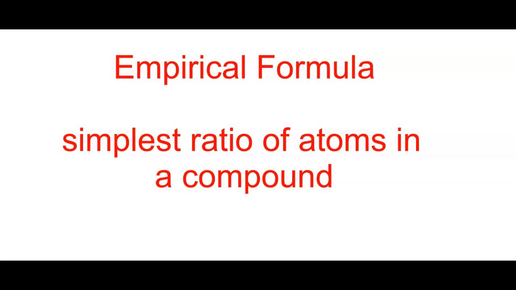Empirical formulas, simplest ratio of atoms in a compound. So when you look at a chemical formula, a chemical compound, you would write the empirical formula from its molecular formula. Generally speaking, a molecular formula is the true formula, the version where you can calculate all of the different types of atom in the chemical formula. And then once you build your molecular formula, your empirical formula can be obtained by looking at the simplest ratio of the atoms in the compound.